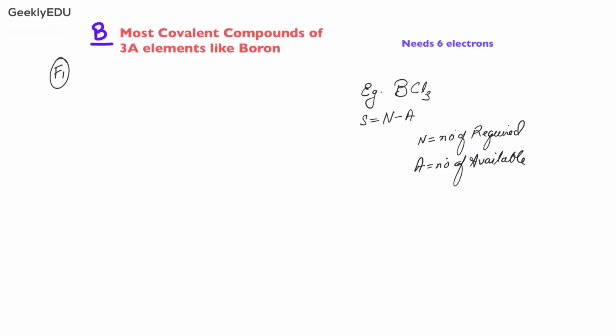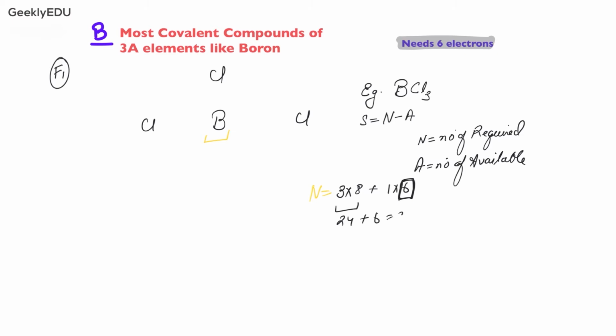Now, just like beryllium, boron needs 6 electrons. So everything else is going to remain the same. So first, the most symmetrical structure with the least electronegative in the center, which in this case is boron, right? Now here we have 6, so N equals, what do we have for N? We have 3 chlorine, 3 times 8 plus 1 times 6 instead of 8. In the usual scenario, this number used to be 8, but here we'll have only 6, right? So that means 24 plus 6, that means 30.